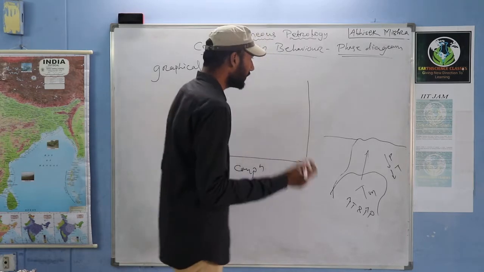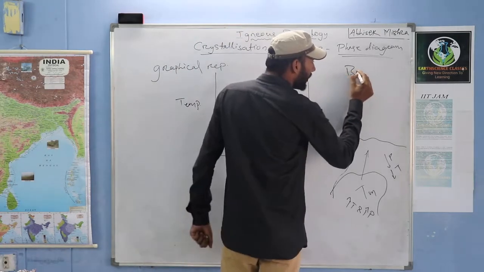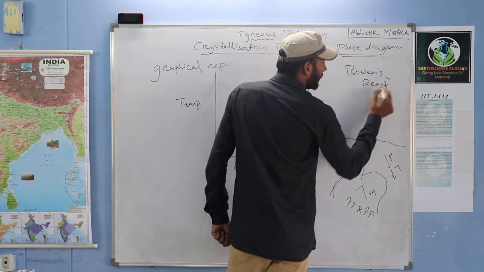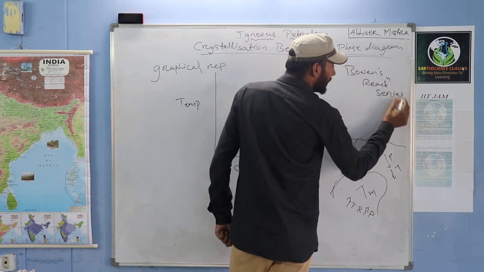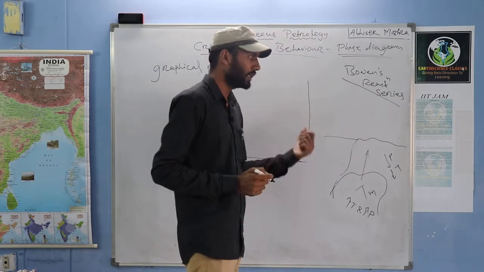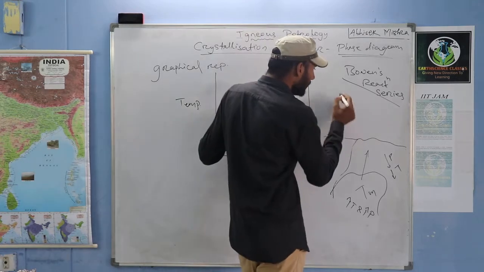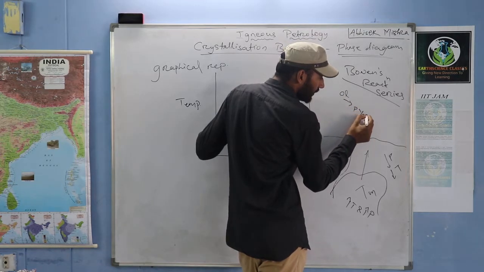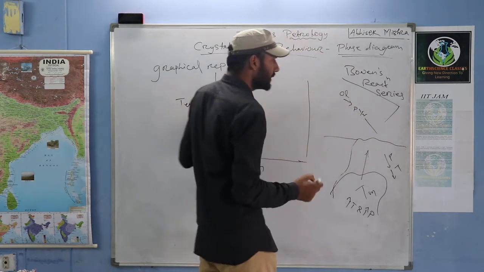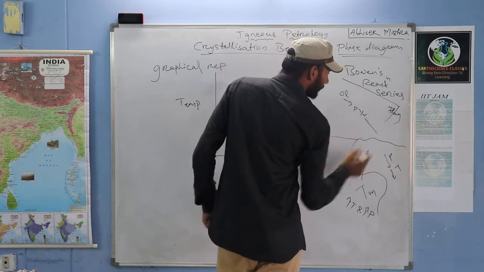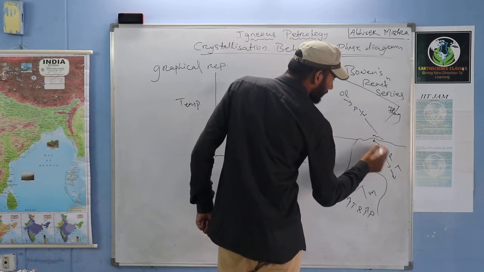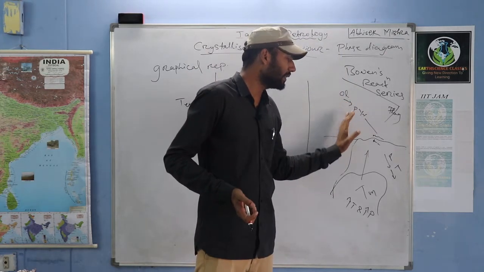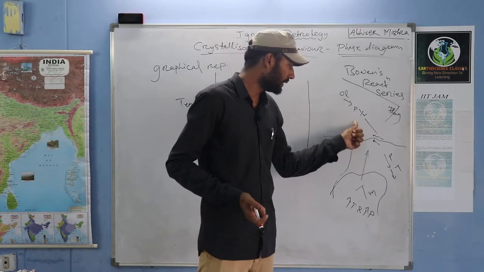So what happens, according to Bowen's reaction series, we have already discussed Bowen's reaction series. What happens there? There are a set of minerals, right? In Bowen's reaction series, we are representing a set of minerals in the order of temperature. Let's say olivine, pyroxene, etc. Right? Discontinuous series and continuous series. Here it is plagioclase. Okay. Then here muscovite, quartz, etc. So Bowen's reaction series means we are representing different minerals on the basis of their temperature.